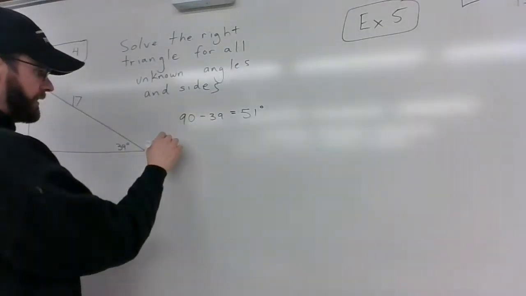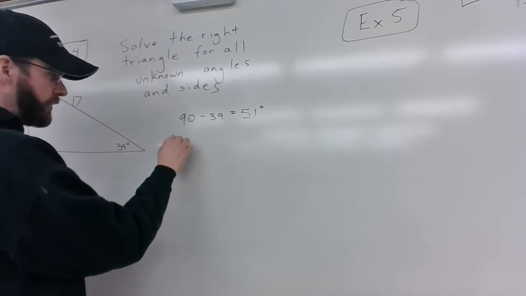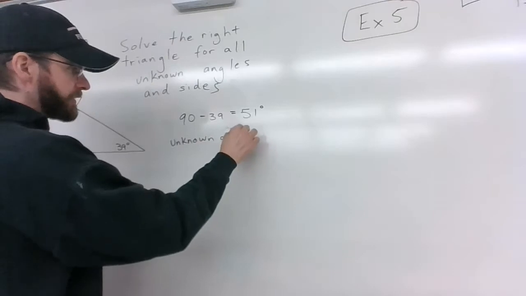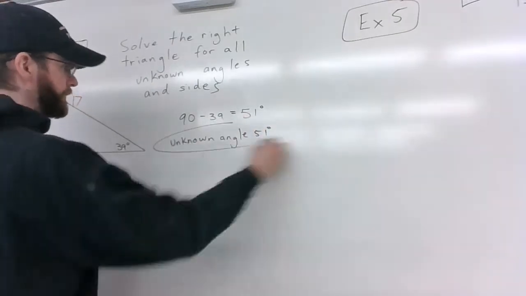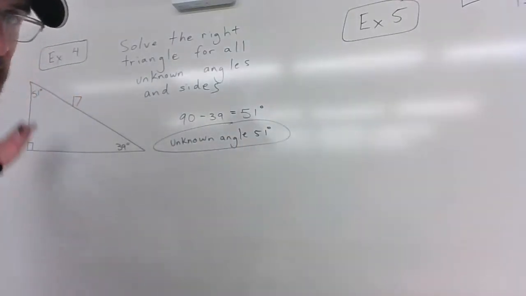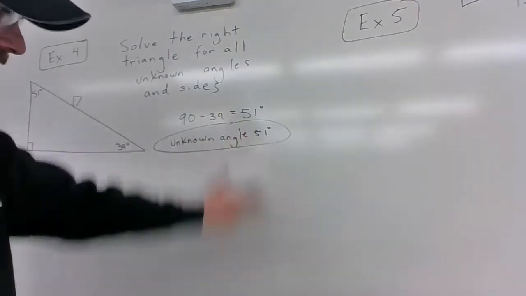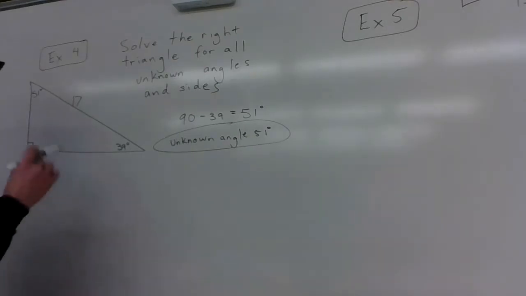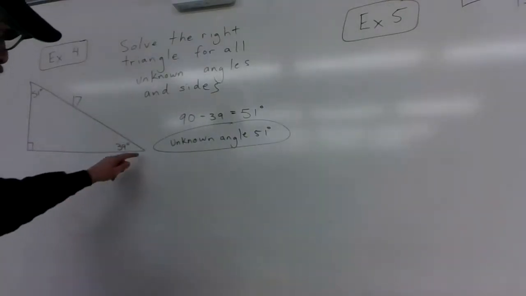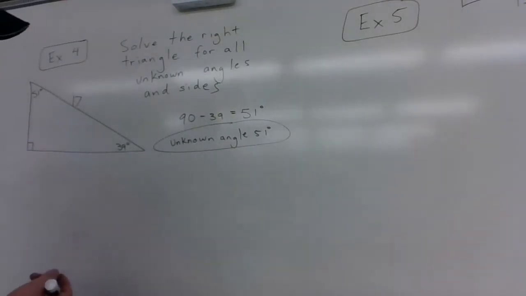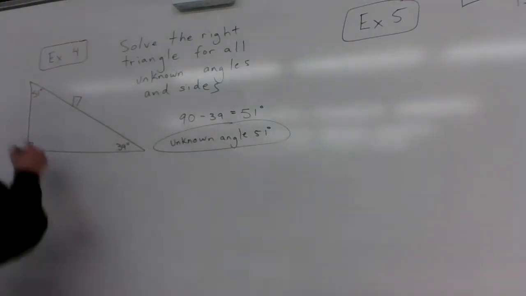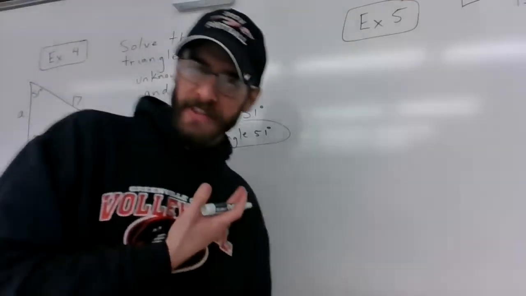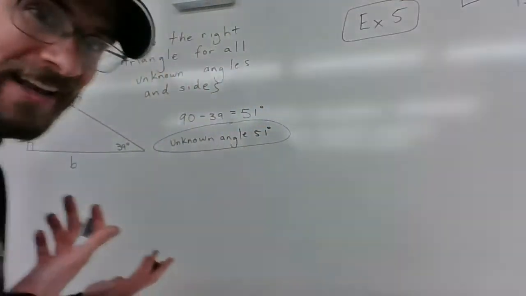So the unknown angle, that was simple enough, is 51 degrees. And you can even label it as theta to just say, hey, theta equals 51, that's my unknown. Now, what are we supposed to do to try to figure out what these unknown sides are? I'm going to name them. I'm just going to call them A and B because that's what they look like for the Pythagorean theorem. Why not?